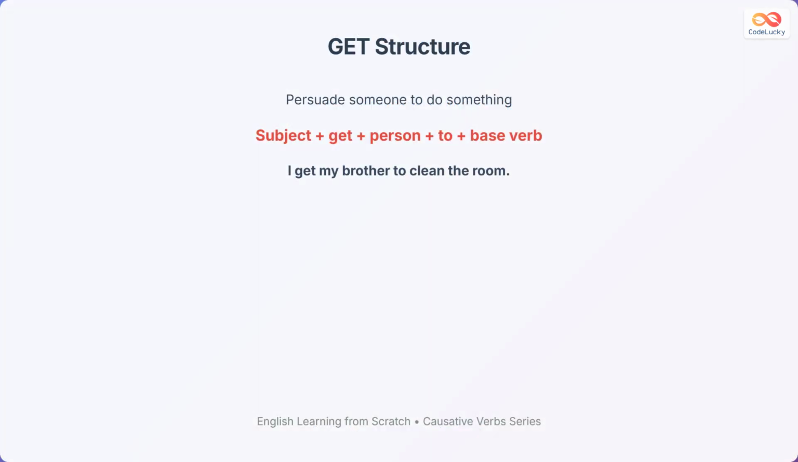The structure for using get in causative verbs is subject plus get plus person plus to plus base verb. For example, I get my brother to clean the room. The subject is I, the person is my brother, and the action he does is clean the room.